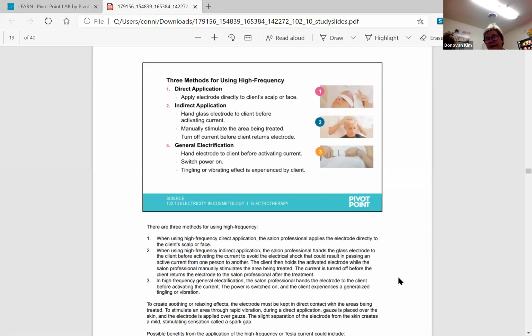And the third method is general electrification, okay? And this is where the hand electrode, you hand the electrode to the client, okay, before activating the current. You're going to switch the power on. And this is what Miss Connie was talking about. It's a tingling or vibrating effect that's experienced by the client. It's tingly, all right. I think it reminds me of my foot falling asleep or something, you know, that tingling kind of feeling that you feel. All right.